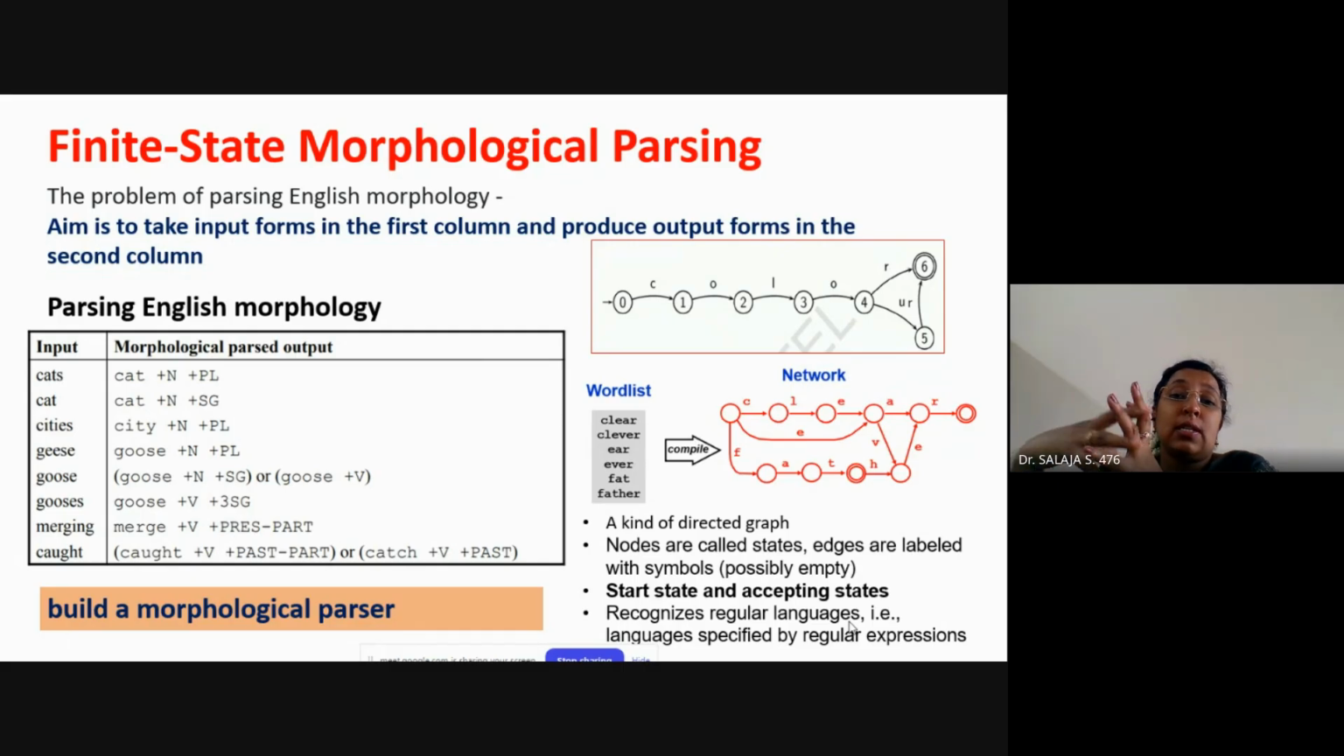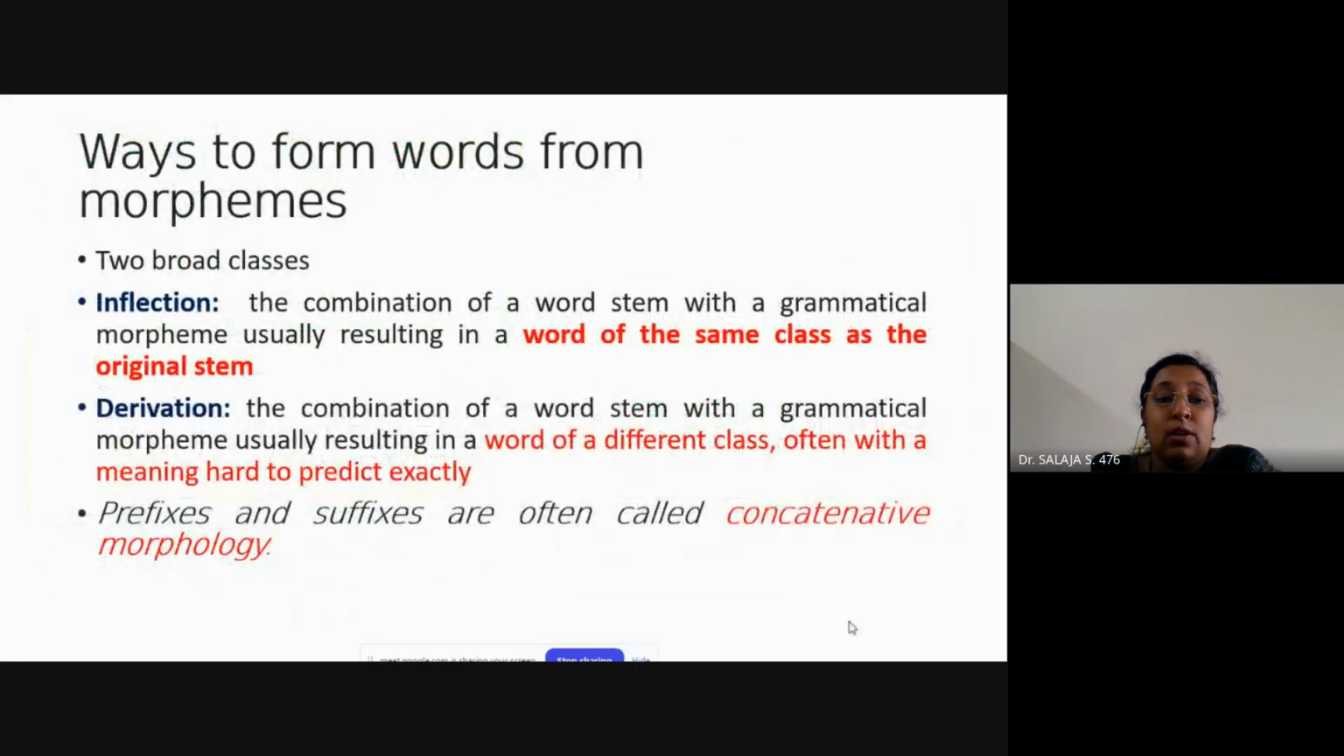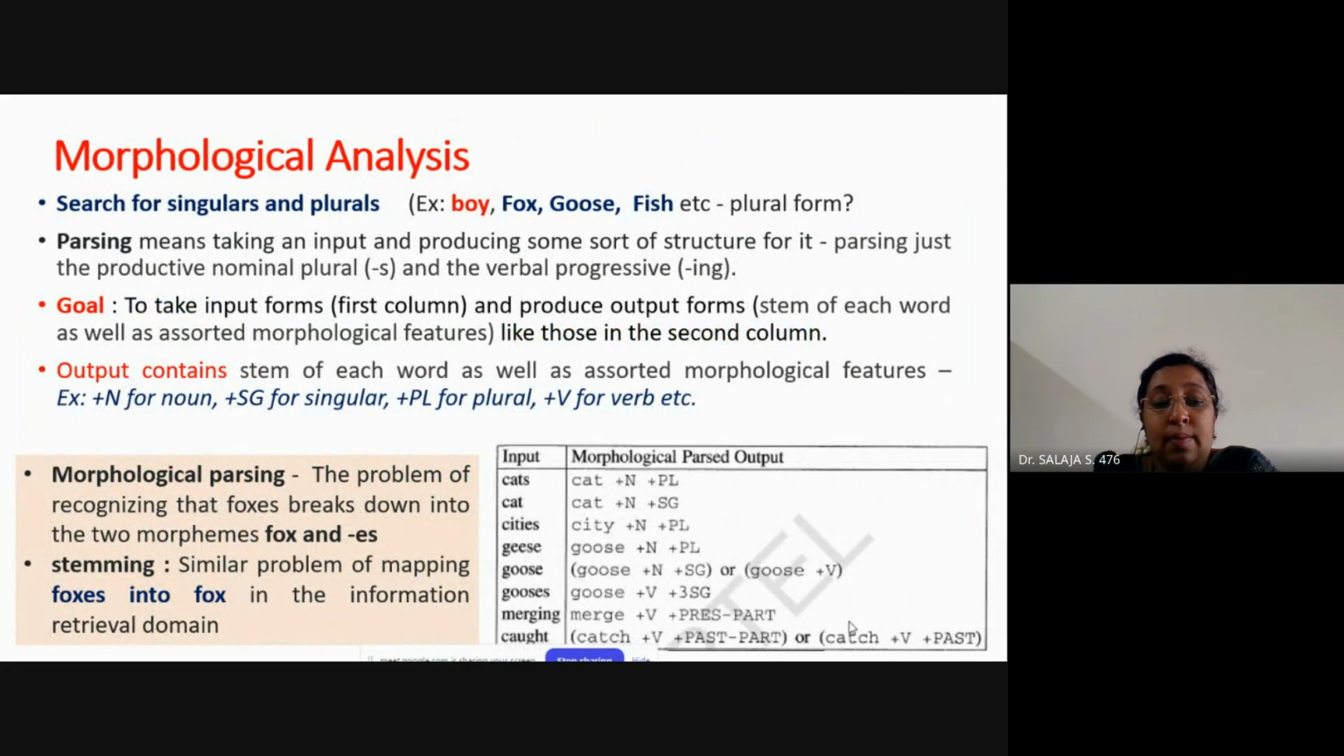If it just says whether the string is accepted or not accepted by the machine, you call the finite state machine a finite state acceptor. Whereas if it can produce any other output other than yes or no, you call it a finite state transducer. So to combine, what is morphological processing? It tries to recognize the term by breaking it down into simpler morphemes. That is what is meant.